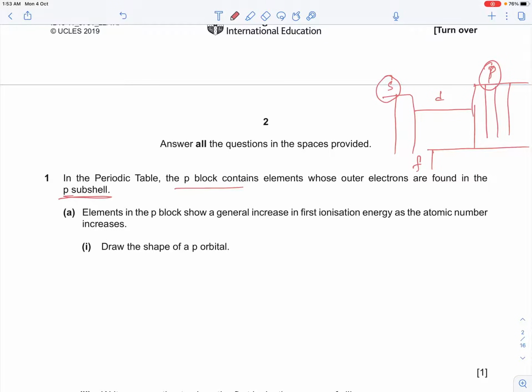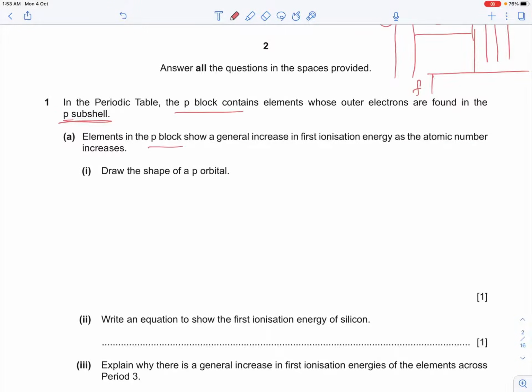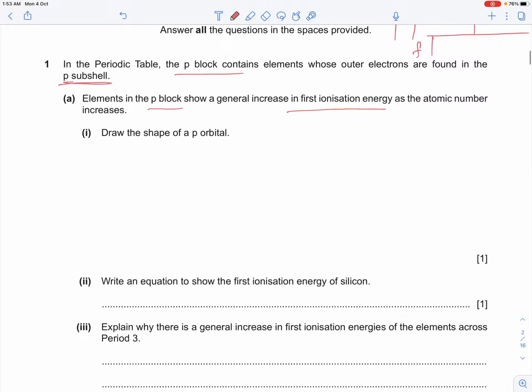Okay. So the first part is: elements in the P block show a general increase in first ionization energy as the atomic number increases. Draw the shape of a p orbital. In the first part, they're just asking us to draw the shape of a p orbital, and a p orbital is a dumbbell shape. So you can draw either px, py or pz along the x-axis, y-axis or z-axis. So let's suppose this is a p orbital, or something like that.